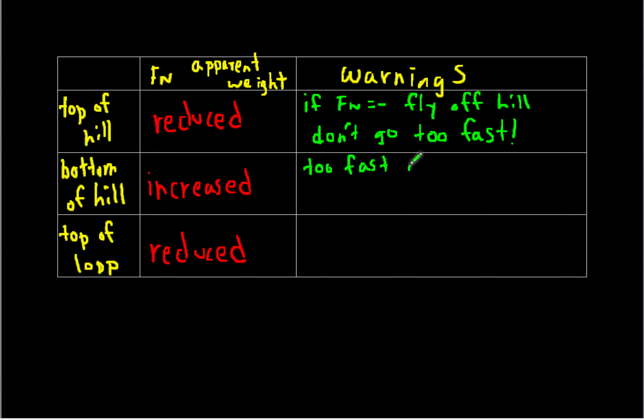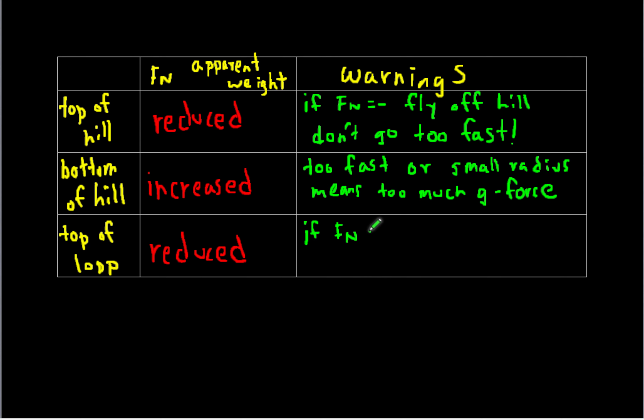If you go too fast at the bottom of the hill, or if the radius of the circle is too small, it means that you will have too much g-force, and for the human body, too much g-force can result in passing out, or it can even result in death. It's not a safe situation.